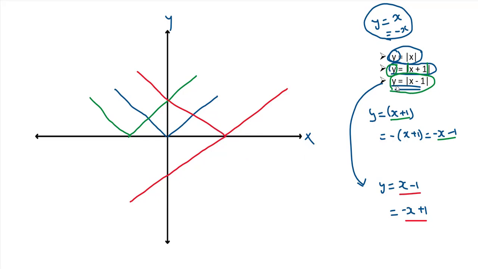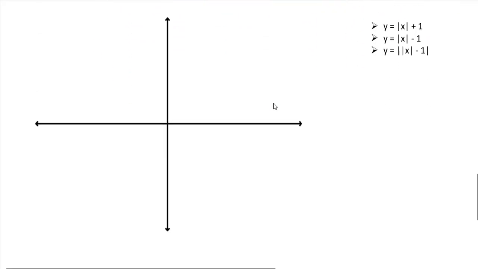Again, in this case as well, the value of y can never be negative since this entire thing is in the modulus. So we'll have to delete all the portion which is lying below the x-axis. So this is how your graph for y equals mod of x minus 1 will look like. Let us see some more variations of this modulus.